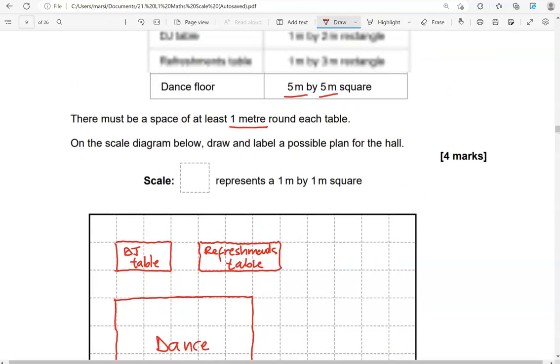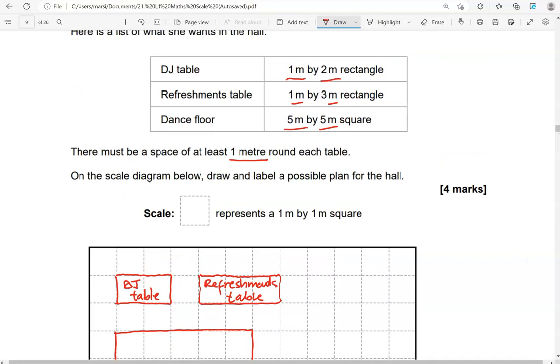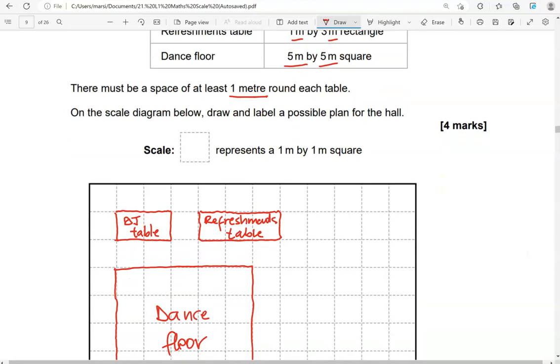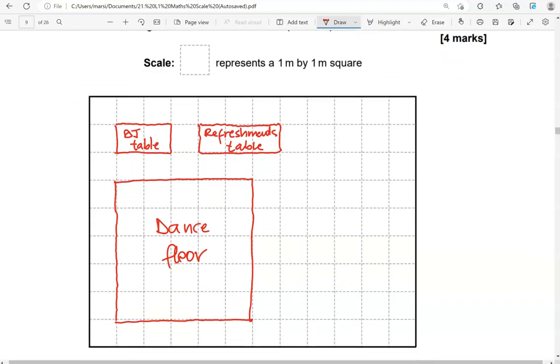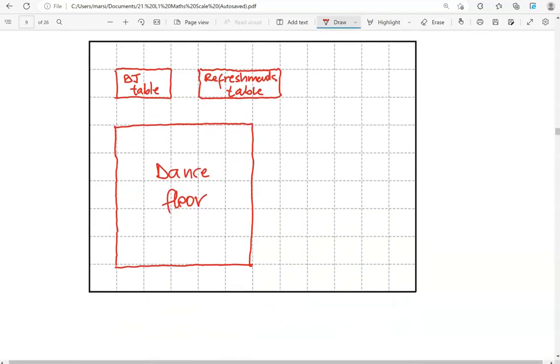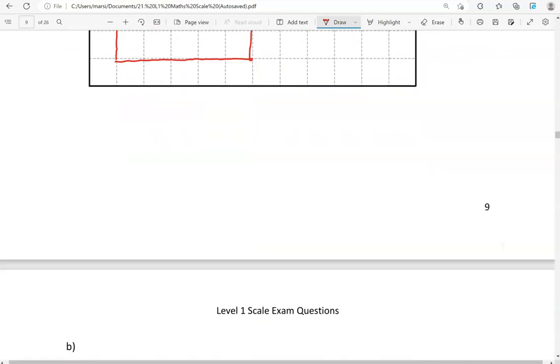And let's just double check. DJ table 1 by 2, and we've kept the space around. Refreshments table 1 by 3, we've kept the space around as well. Dance floor 5 by 5. That tells us that we've done everything correctly.